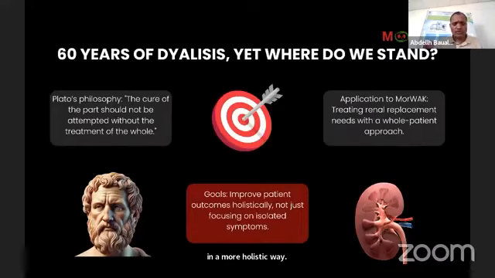Rather than tying patients to a clinic, we want to give them a portable home-based solution that supports their overall well-being, not just one symptom. This approach is at the heart of MORWAC's development.